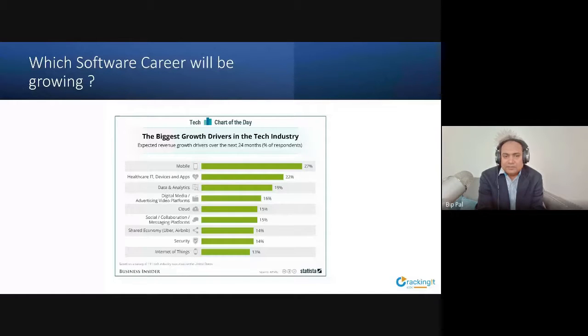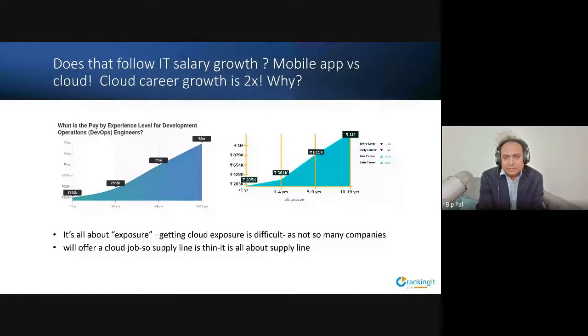Now, does that mean you will jump into a career in mobile app? That's the question. If you look at the growth of the industry, do you go by the projected growth? That's where I'm going to show you some interesting statistics. Let's look at the salary growth in mobile app versus a DevOps engineer. I'm showing mobile app on the right-hand side, and DevOps, which are the skills you require for cloud and maintenance.